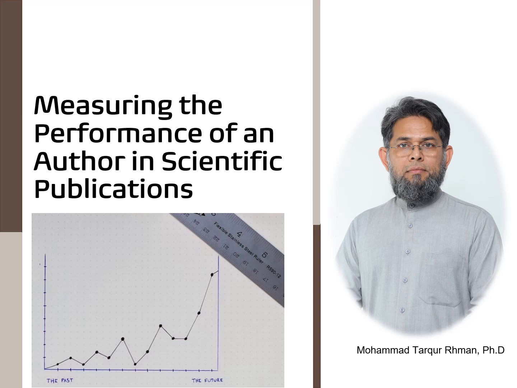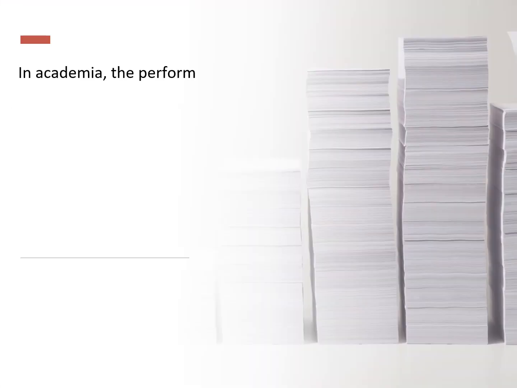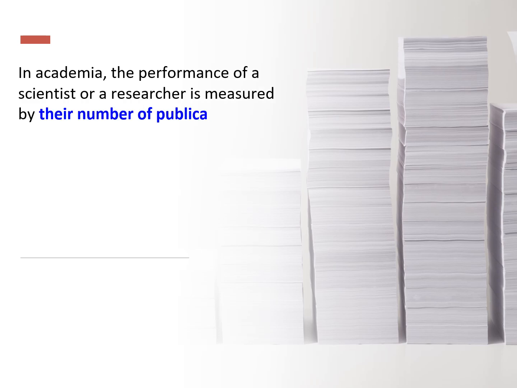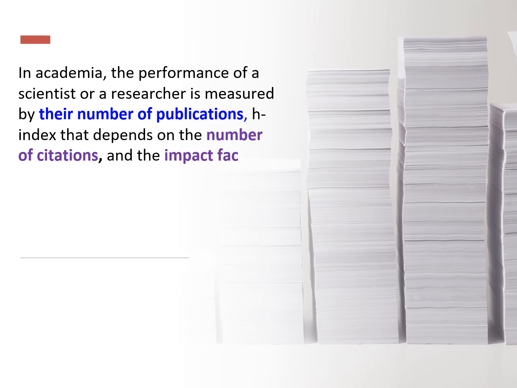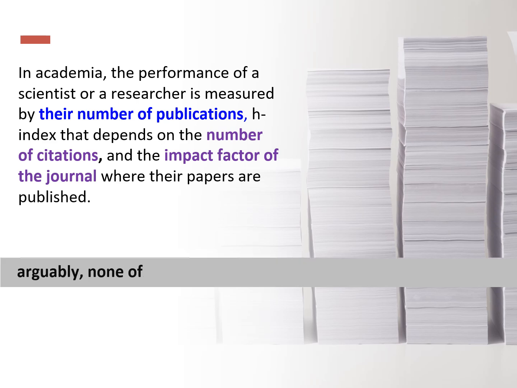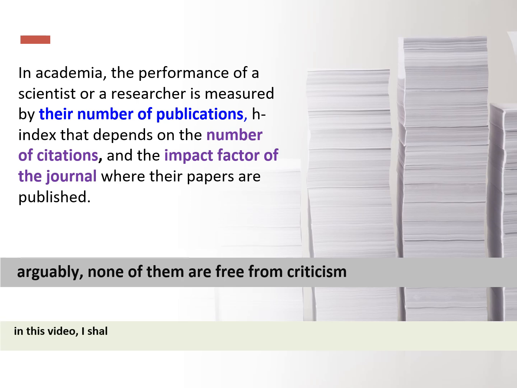In this video, we shall discuss how to measure the performance of an author in scientific publications. In academia, the performance of a scientist or a researcher is measured by their number of publications, H-index, that depends on number of citations, and the impact factor of the journal where their papers are published. Arguably, none of them are free from criticism. In this video, I shall present an alternative approach to measure the performance of an author.